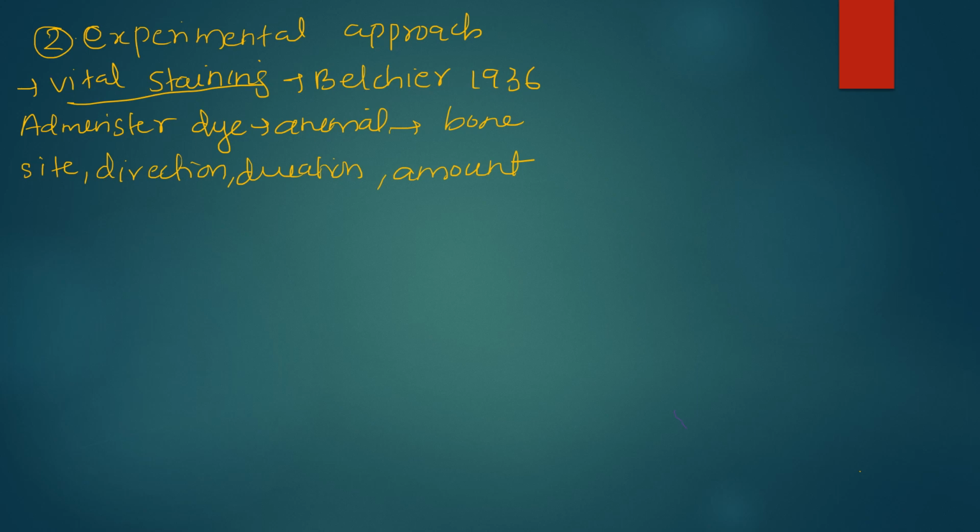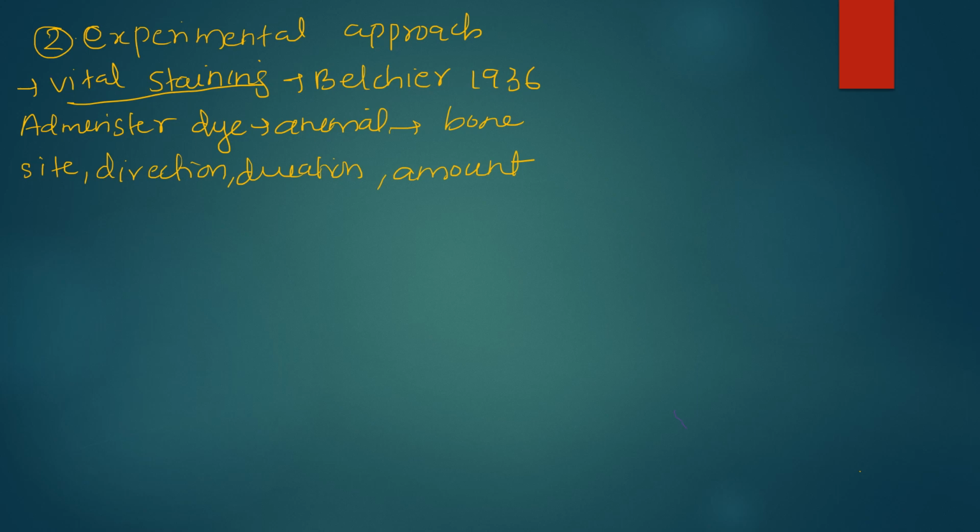Vital staining was introduced by Belchier in 1936. Belchier observed that the bones of animals that had eaten madder plants were stained red. The red color was due to a dye called alizarin present in the madder plants. He extracted the dye alizarin and used it in bone research. In the vital staining technique, first of all we have to administer the dye into the experimental animal. Then the dye gets incorporated in the bones of the animal. To study the site, direction, duration and amount of growth, we have to observe the patterns in the bones of the animal.